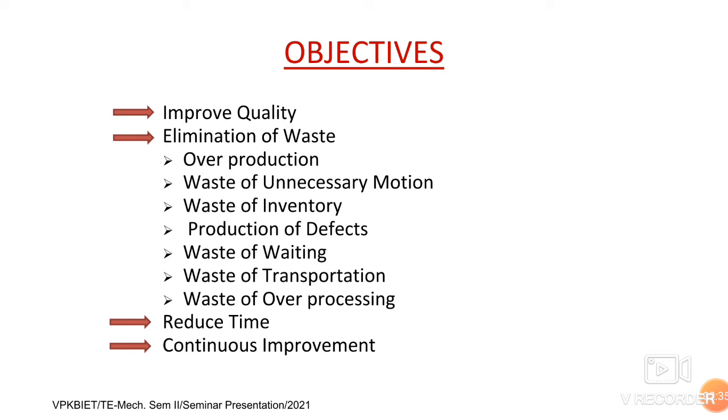Next are the objectives of lean. To improve quality, and to improve elimination of waste: the overproduction waste, waste of unnecessary motion, waste of inventory, production of defects, waste of waiting, waste of transportation, waste of overprocessing. These seven types of waste are reduced by using lean methods, lean techniques, and lean tools. Another objective of lean is to reduce time and to achieve continuous improvement.